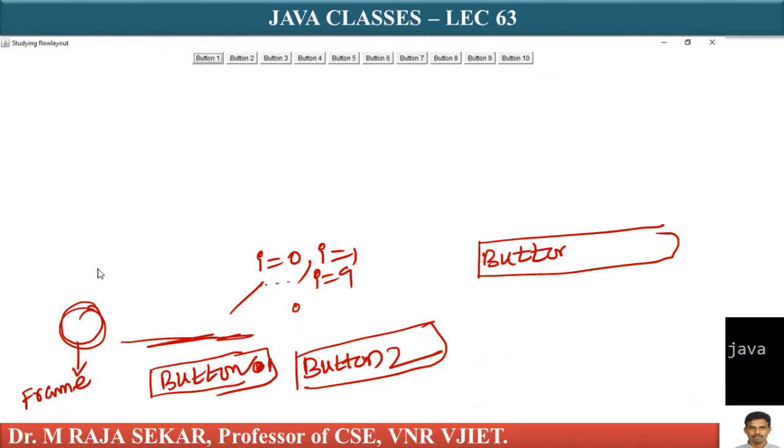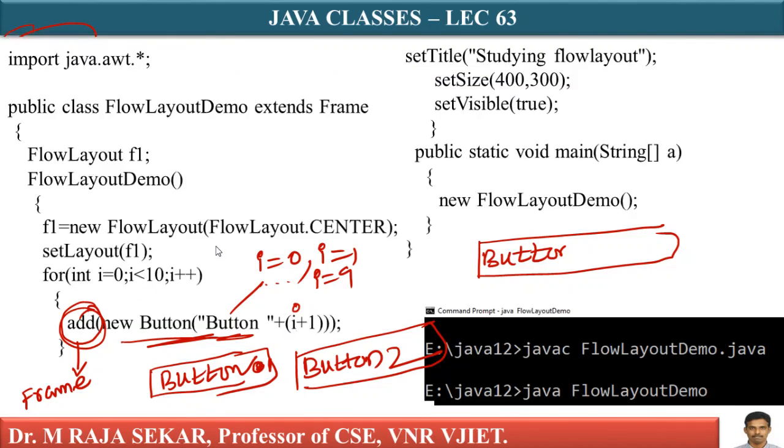Just see here, you are getting the title name. If you observe carefully, I will show you even in the demonstration also. Time being, just understand. Just see, this is the title. What is the title? Studying flow layout. And set size, what is the window size? Output window size 400 by 300. Set visible true means it will appear.